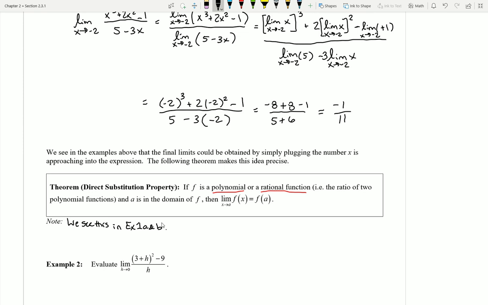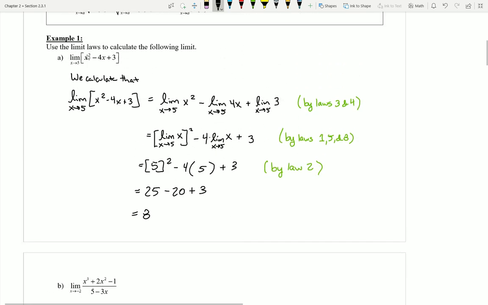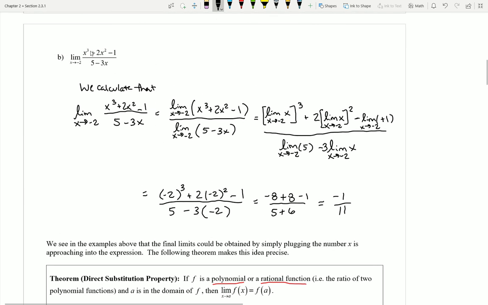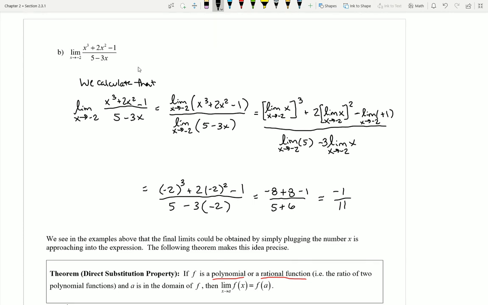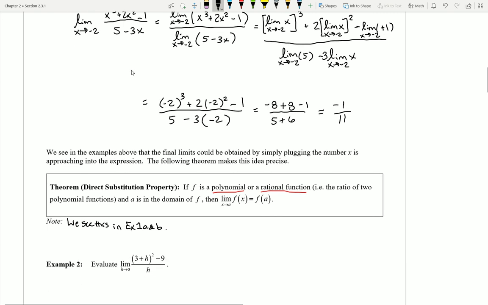So the important thing to recognize here is that this property doesn't work all the time. It only works if I have a polynomial, which is something kind of like this, where I have x's to whole number powers, maybe added or subtracted together with other terms. Or if I have a rational function, which is like what we had here in part B, where I have a polynomial up top and a polynomial on bottom. If I don't have one of those things, I do not know yet if I'm able to just plug stuff in. I have to use limit laws and be careful. The other thing that's important here is that I have to make sure that a is in the domain of the function. And we'll see where this becomes important in the next example.